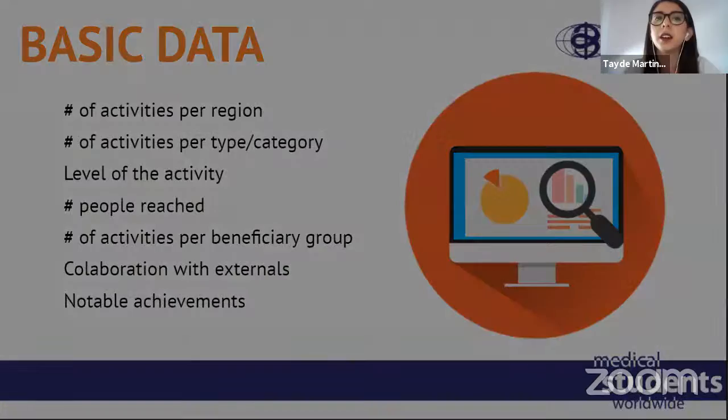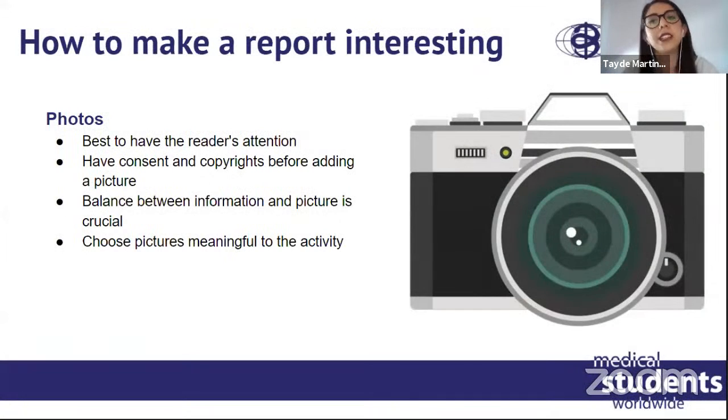Then, how to make a report interesting. The first thing we're going to talk about is the photos. The best way to have the reader's attention is with photos. Then, get consent and copyright before adding any photo or any picture that you would like to add. Having a balance between information and pictures is crucial. And choose pictures that are meaningful to the activity, the ones that are actually related with your activity.